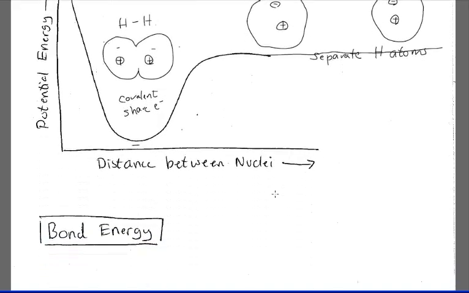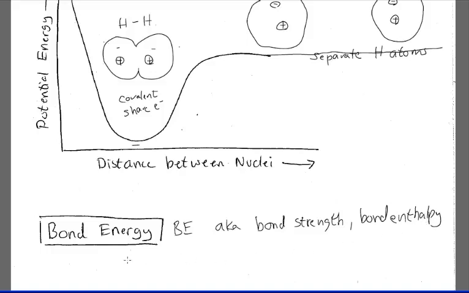And we can also talk about bond energy. Okay, the bond energy, which you might also call BE, and we talked about bond energy in terms of a Born-Haber cycle, and it's also known as bond strength and bond enthalpy. So, this refers to the energy required to break a bond. And it's always going to be positive because a bond is a stable thing.